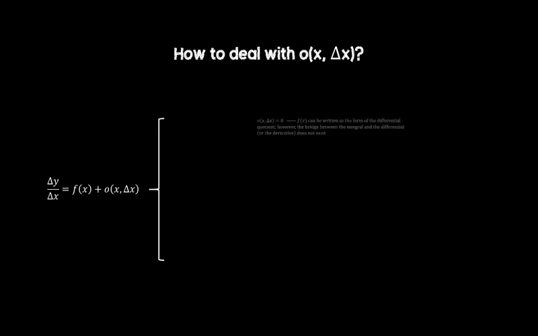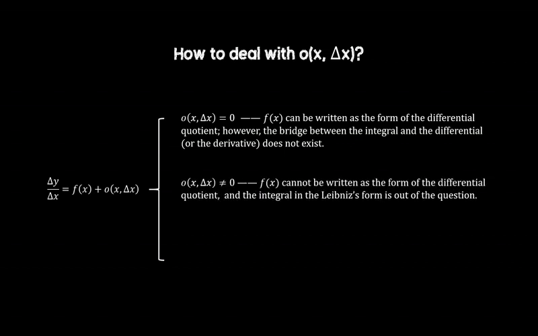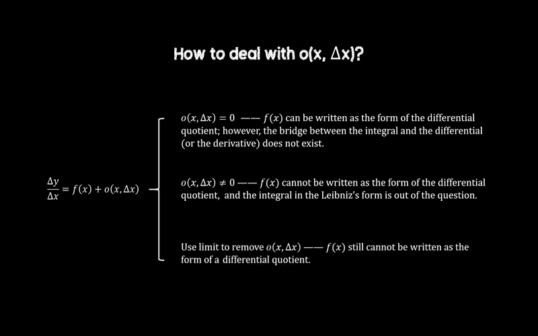If we leave out the OX delta x, f of x can be written as the form of the differential quotient. However, the bridge between the integral and the differential, or the derivative, does not exist. If we keep OX delta x, f of x cannot be written as the form of the differential quotient, and the integral in the Leibniz form is out of the question. By means of the limit, we can remove OX delta x. However, f of x still cannot be written as the form of a differential quotient.